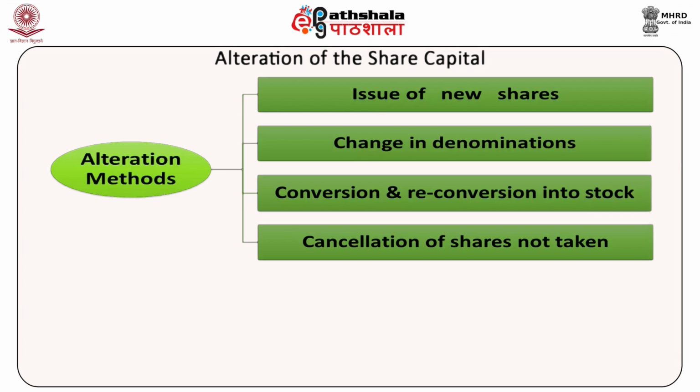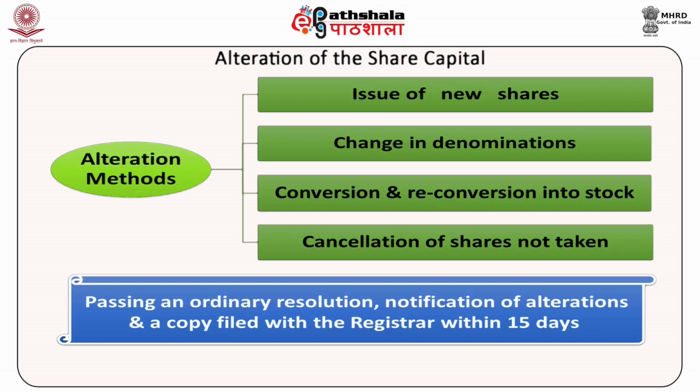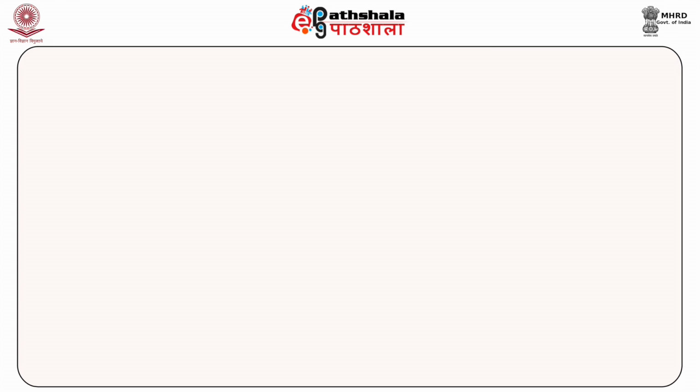A company can make these alterations by passing an ordinary resolution if it is authorized by the Articles of Association to do so. Such alterations must be notified and a copy of the resolutions filed with the registrar within 15 days of the date of passing of the resolution. We will now study reduction of share capital.